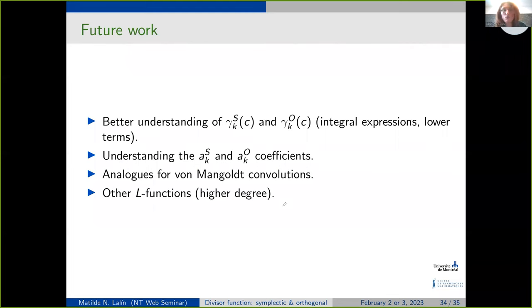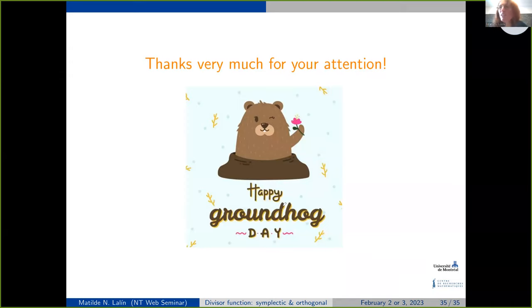And obviously one could ask, this is asking much farther, one could try to work with functions of higher degree. So there are all these directions. And with that, I thank you very much for your attention.